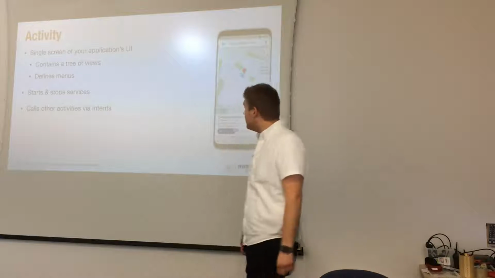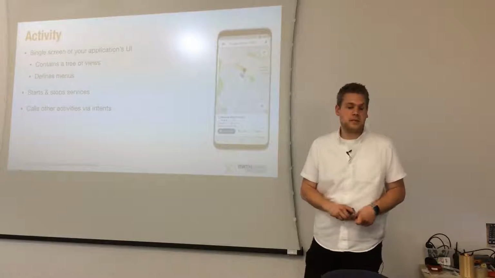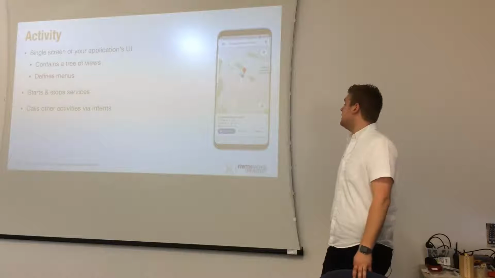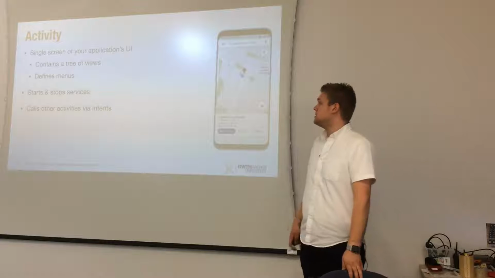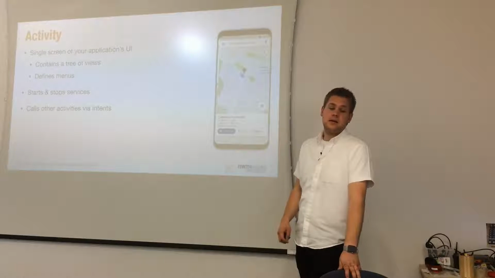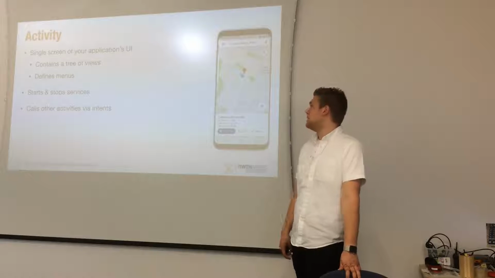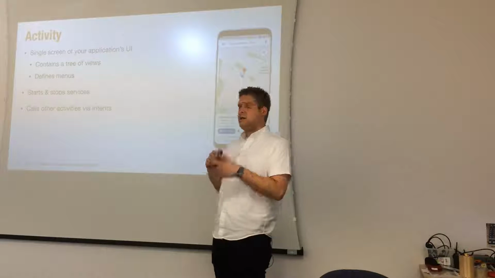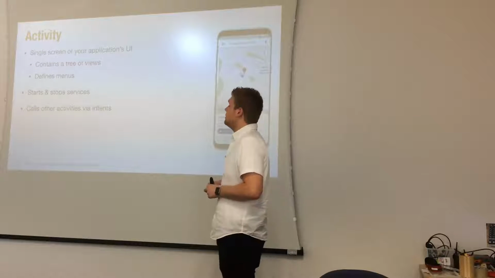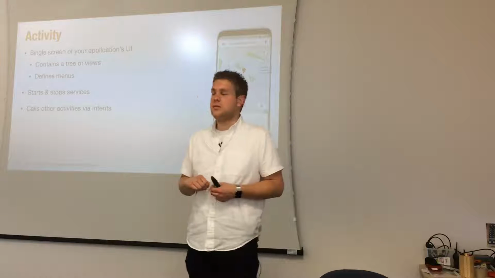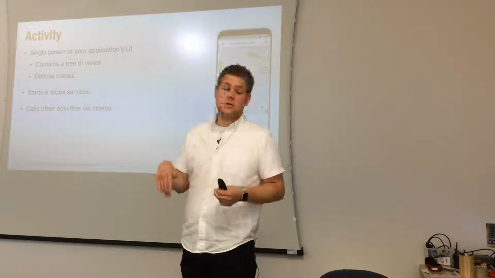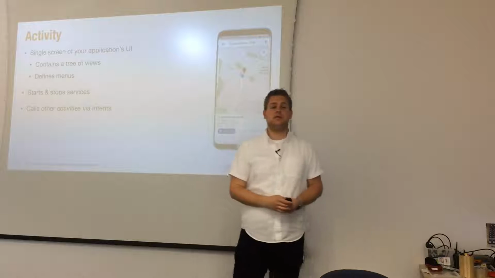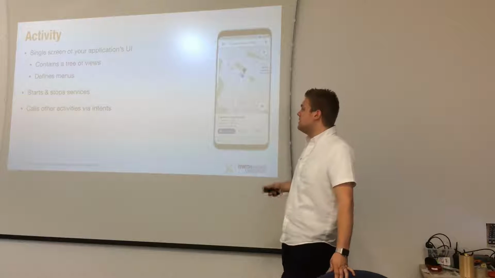So let's start with the activity. As I said, a single screen of your application's UI. It contains the view tree, the dynamic widget hierarchy. It also defines menus. It can start and stop services, and it can call other activities via intents. So we've seen for SwiftUI, we just allocate a new struct that defines the new view and then tell our navigation button to go there. If you're using UIKit, you have the storyboard and the segue, you tell it, go to this screen. And in the Android world, we do this with an intent.